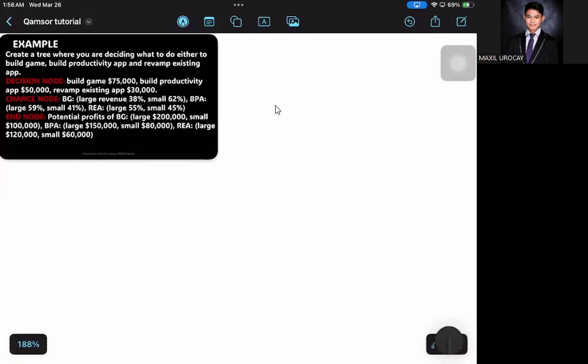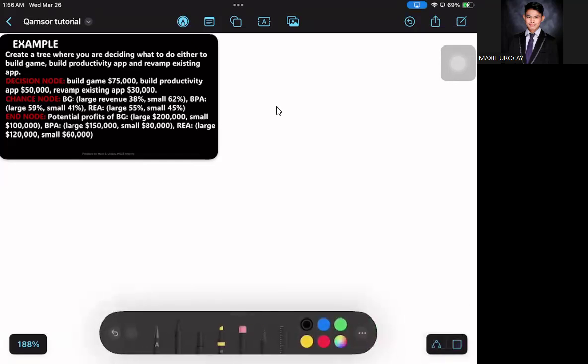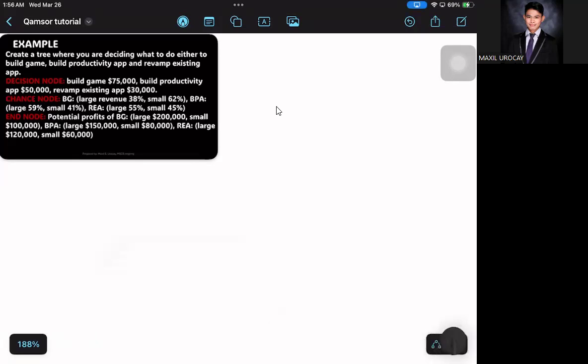Okay, so another example right now will be creating a tree where you are deciding what to do: either build a game, build a productivity app, or revamp an existing app. So we have here the decision node, a chance node, and an end node. For this one, the decision node will be the square you have to draw, and that is connected to the three categories. So it will be like that.